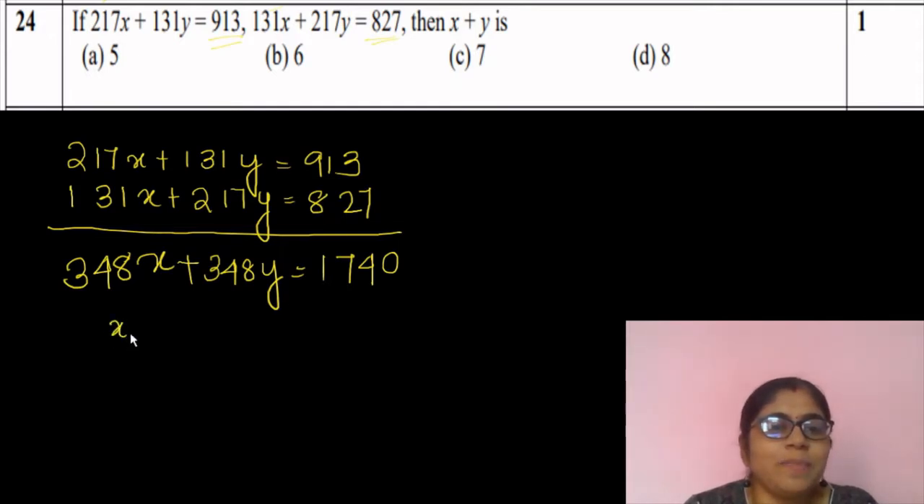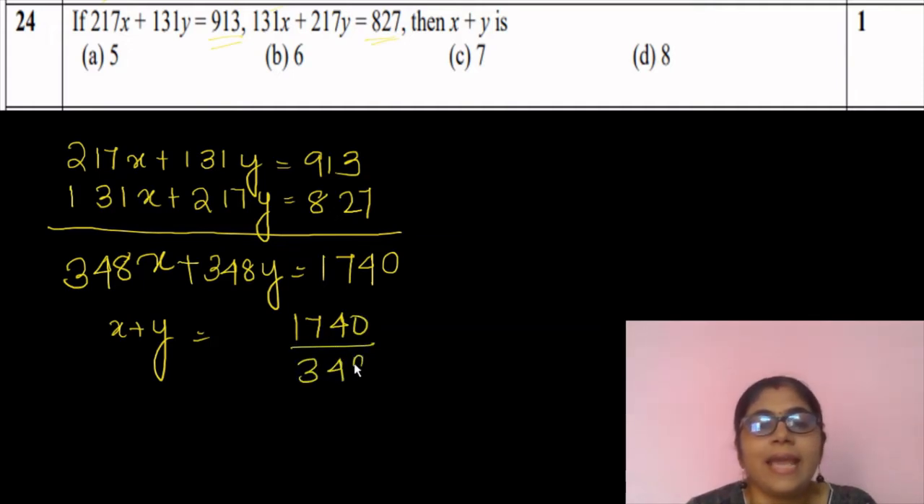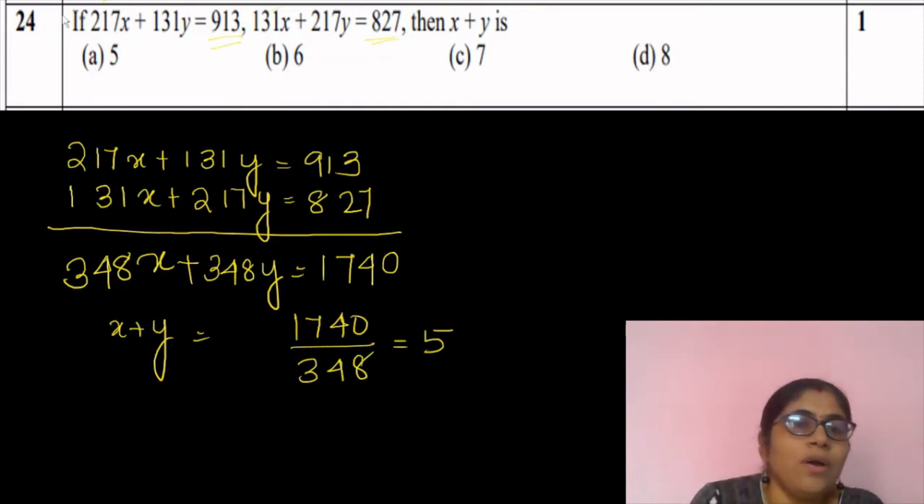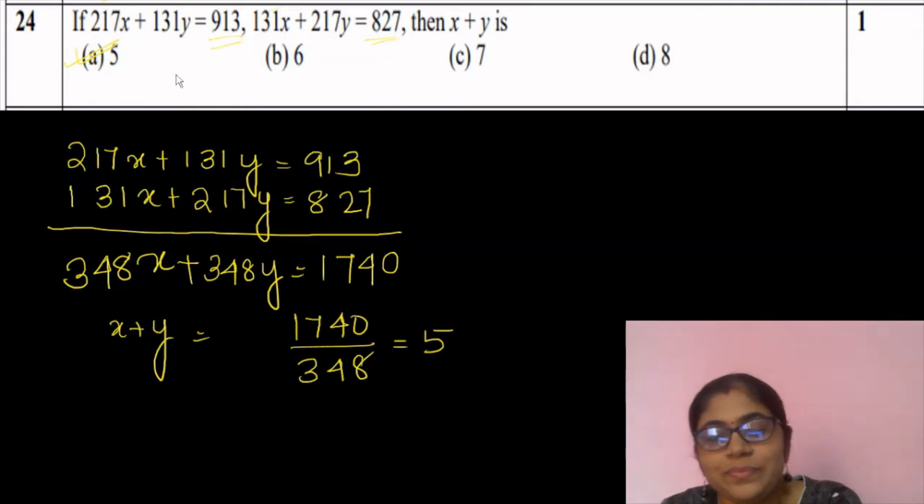So x plus y equals 1740 divided by 348. So it will be 5, because 5 8s are 40 and 348 into 5 is equal to 1740. So x plus y equals 5. So the answer is option A.